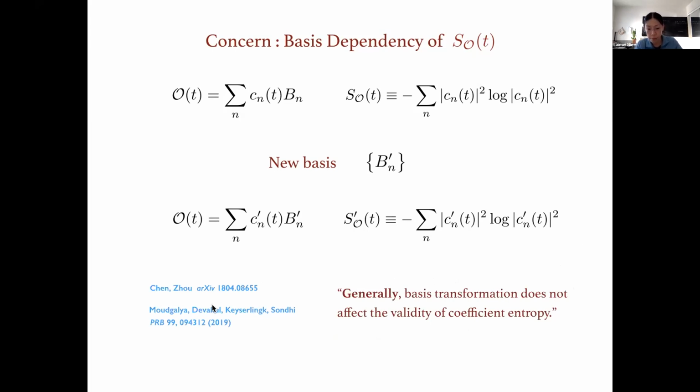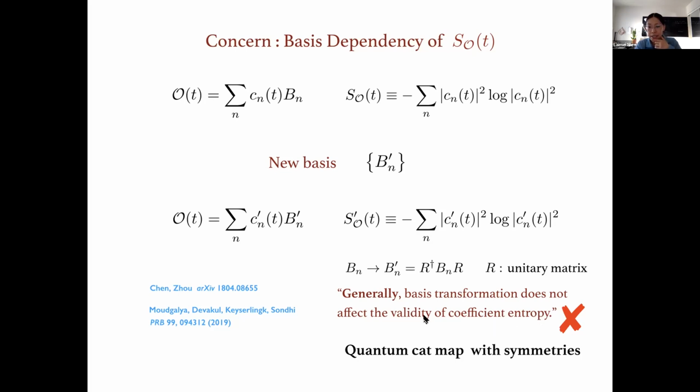And previously, there have been two previous works where the authors claim, especially in the second one, that generally it doesn't really matter what basis you choose. If you just look at the long time saturation value of the coefficient entropy, then no matter what basis transformation you do, they all should give the same coefficient entropy in the long time limit. And they tested this claim in a single particle quantum mechanical model called the quantum cat map. And it worked out. Indeed, we don't need to worry about choice of basis. No matter what basis we choose, we get the same coefficient entropy in the long time limit. So that was nice. However, in this talk, I will show you that this is actually not true. The example they used to test this claim is a very specific example. I will give you a counterexample that shows that this claim is wrong. And this counterexample is called the quantum cat map with symmetries.